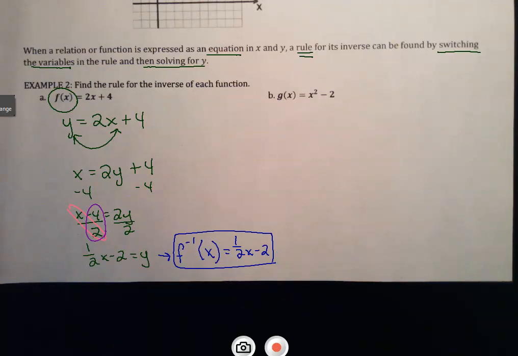Okay. So again, g of x, what's that the same as? Y, right? Like we just take it out of function notation. Then what do I do? I switch the x and the y. Okay, so x equals y squared minus 2. Now we plus 2. Square root it.